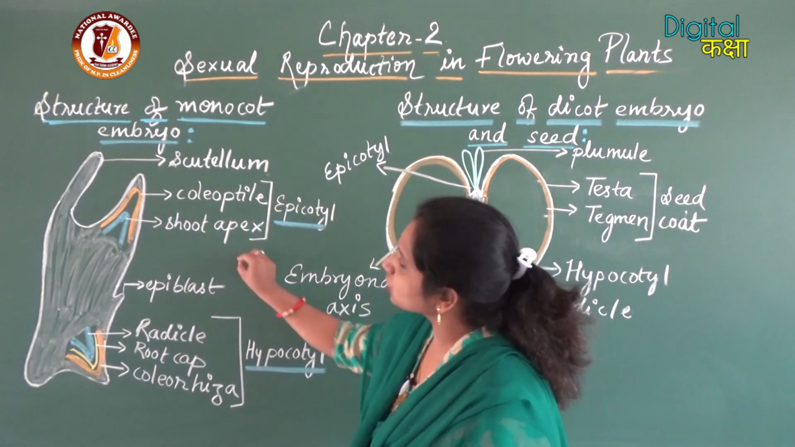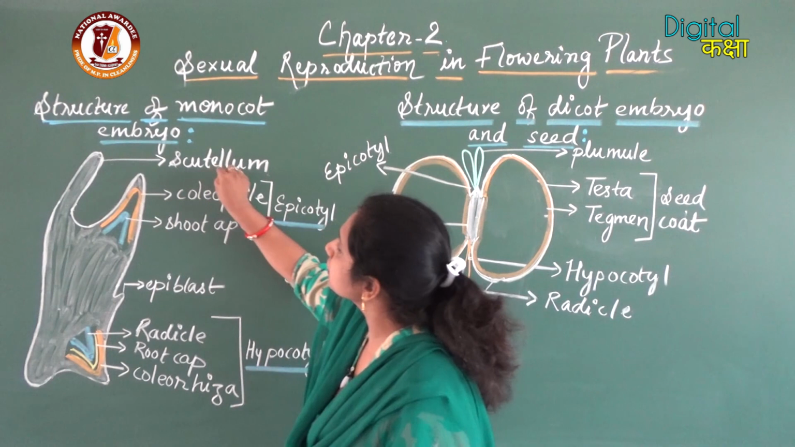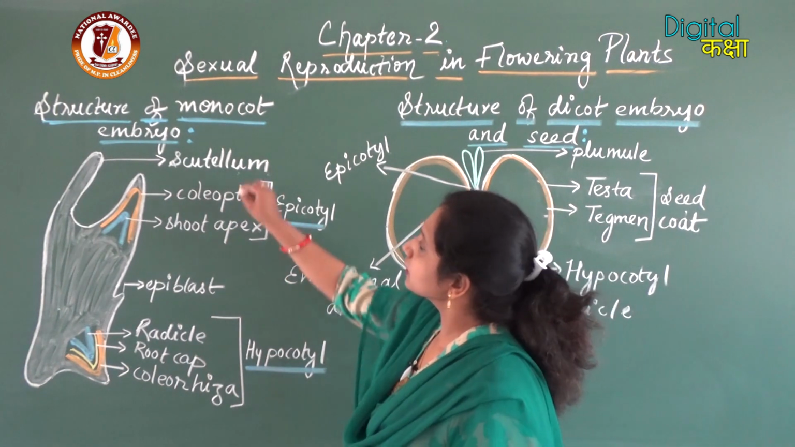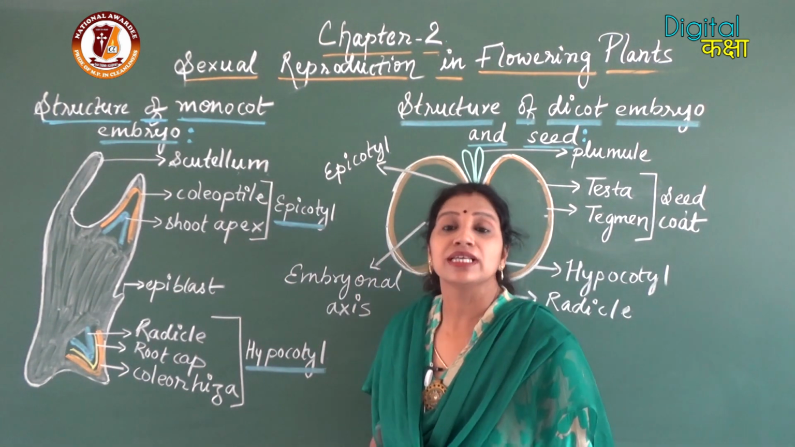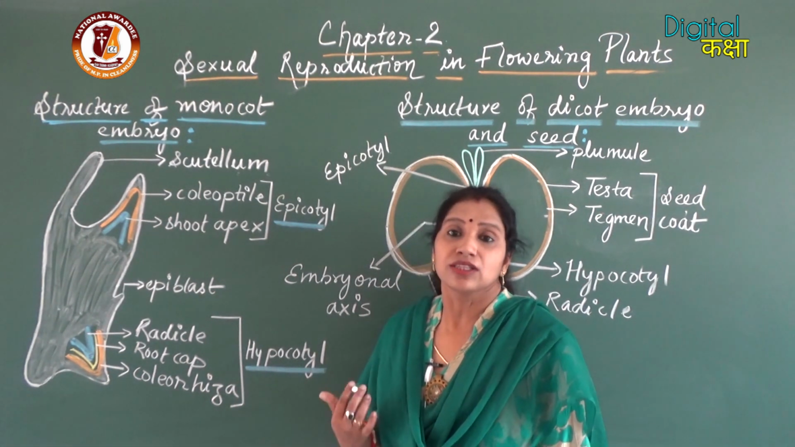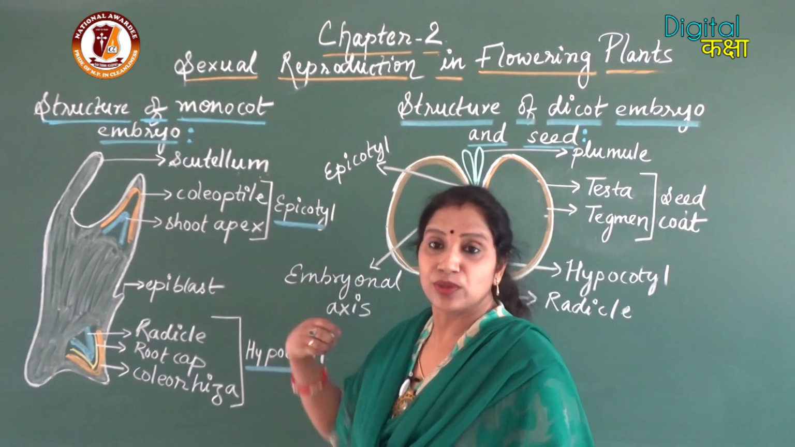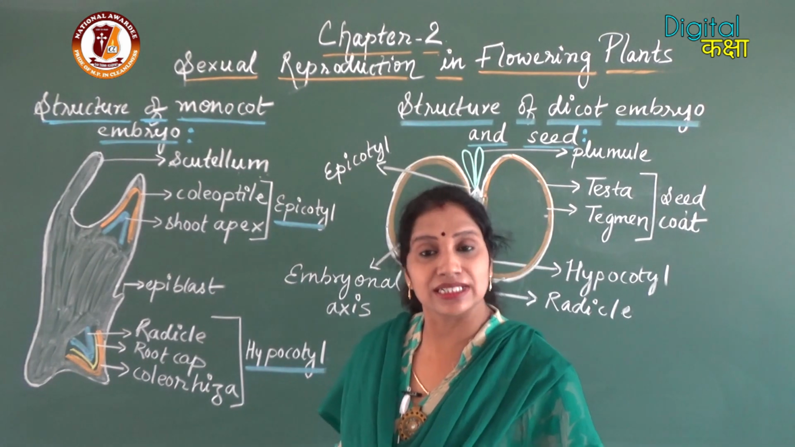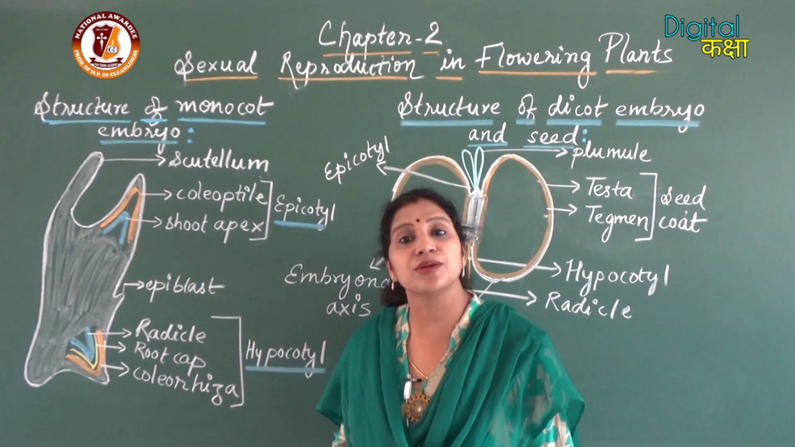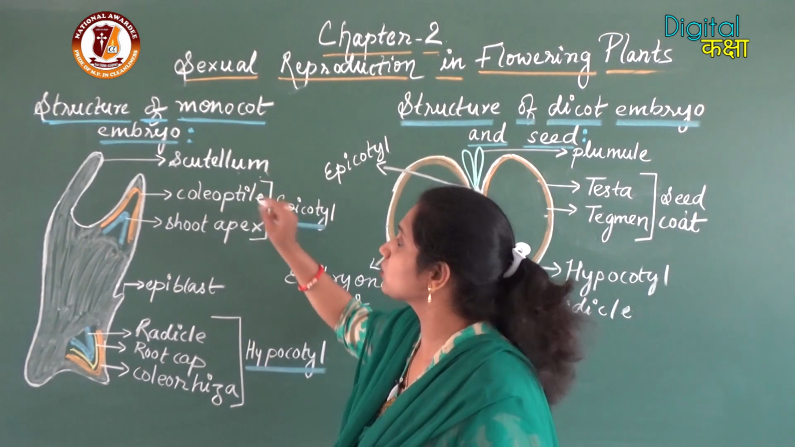So this is the structure of a monocot embryo. Here you can see one structure labeled, called scutellum. Scutellum is the other name for the single cotyledon. So in case of monocots, mainly the grass family, the cotyledon is called scutellum. So we can use scutellum and cotyledon as alternate words in case of monocot, while in case of dicot the term cotyledons is used. So scutellum means the single cotyledon present.